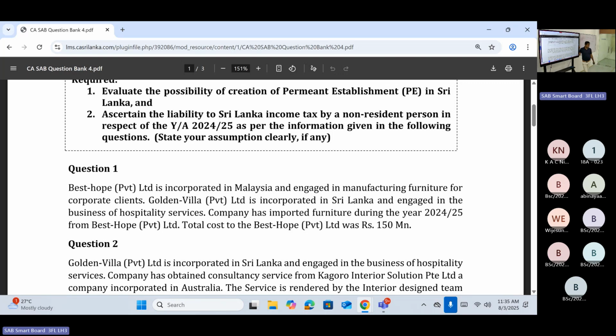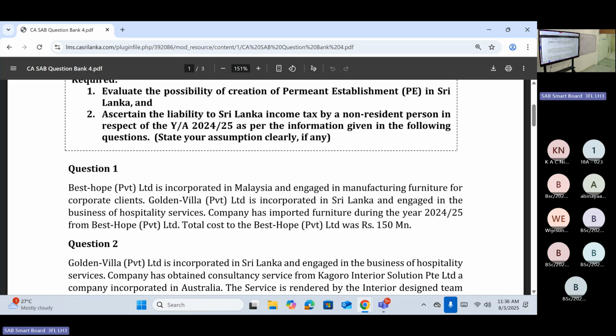But because they don't have a source in Sri Lanka, though they are doing business, and they don't have a fixed business location in Sri Lanka, Westhoff is not liable for Sri Lanka tax. There is no fixed business location in Sri Lanka. In the permanent establishment definition, there should be a fixed business location in Sri Lanka, where that enterprise does business through that location.